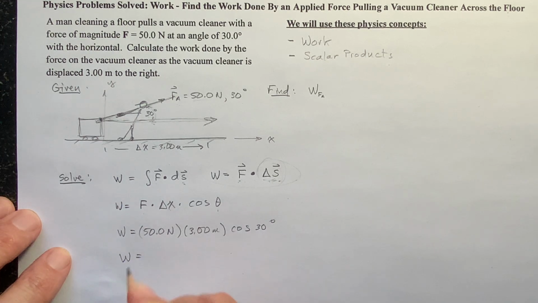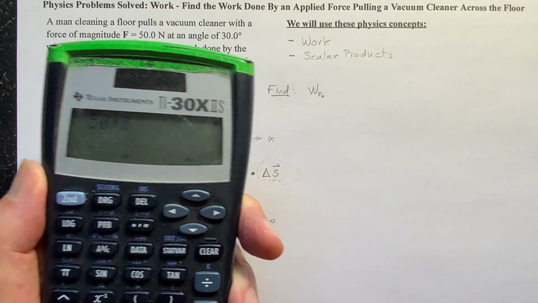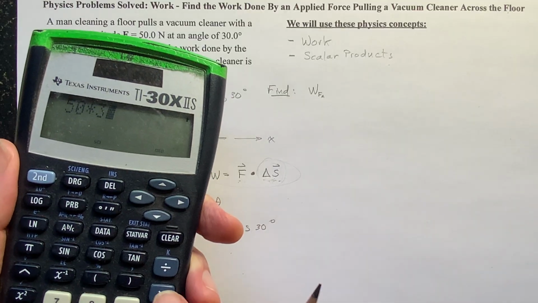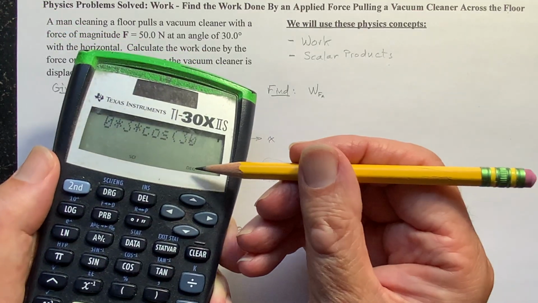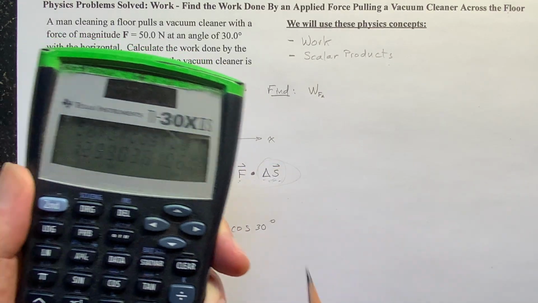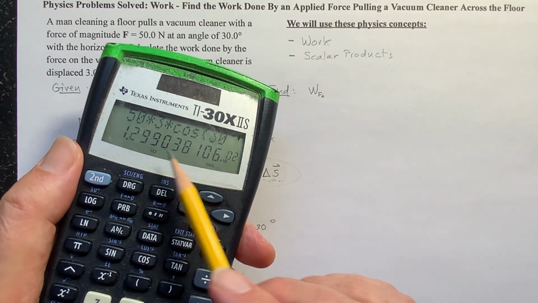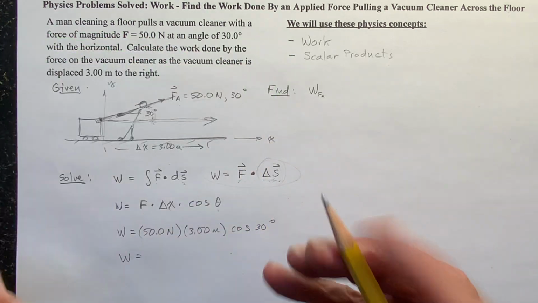And so let's do that. Get the calculator out. We've got 50 times 3, which I'm sure is 150. Now times the cosine of the angle, which is 30 degrees. Make sure your calculator's in degrees. Equals, and we get, it's times 10 to the 2. This is scientific notation, so this is basically 130 if we round it off to 3 significant figures.